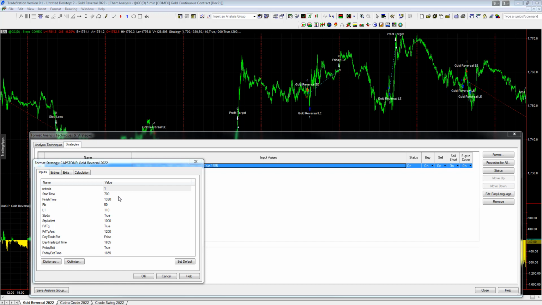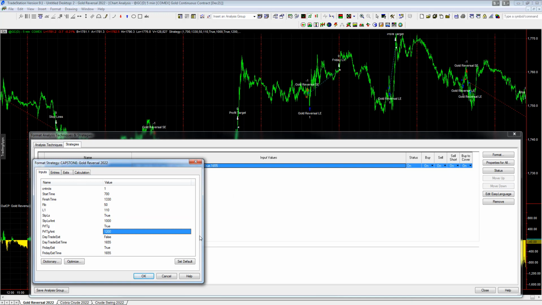So here are the inputs. It starts between 7 a.m. and 1:30 p.m. Eastern Standard Time to take entries. It looks for an uptrend, and then if it reverses 50%, you can optimize that or play with that number if you want, and see if you have a better number. 53, I think, worked pretty well. And then the L1 is based on how far back we're looking for the trend: 110 5-minute bars. You can use numbers close to that.